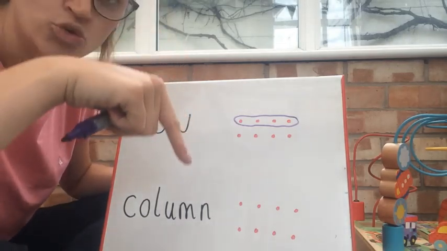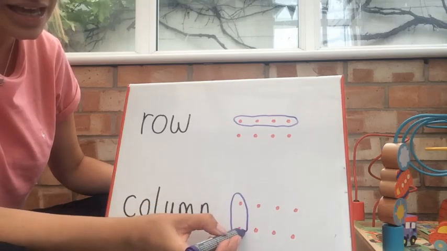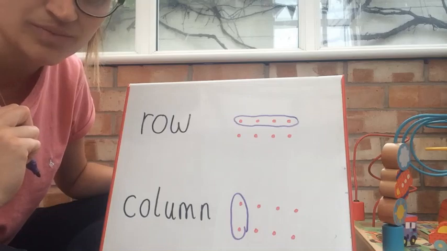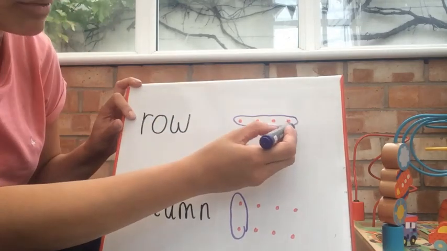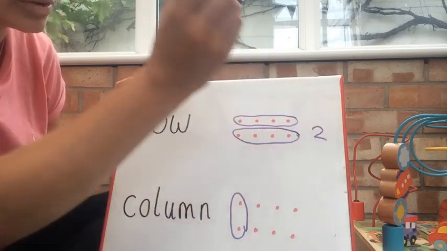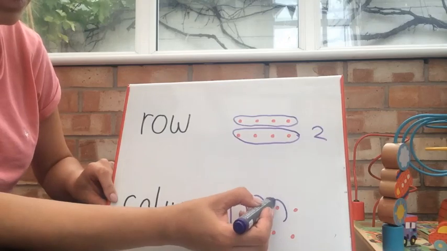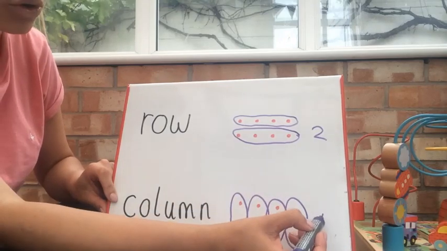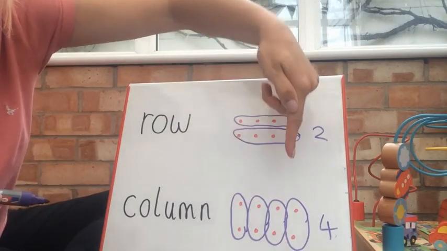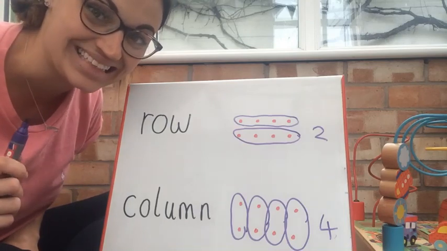Columns go down. So columns are these ones. So they go down, and you're counting down. So if I'm counting my rows in this array, I've got 1 row, I've got 2 rows. And in my columns, I've got 1, 2, 3, 4. So I've got 2 rows and 4 columns. Remember that when you're reading your books today. Good luck.